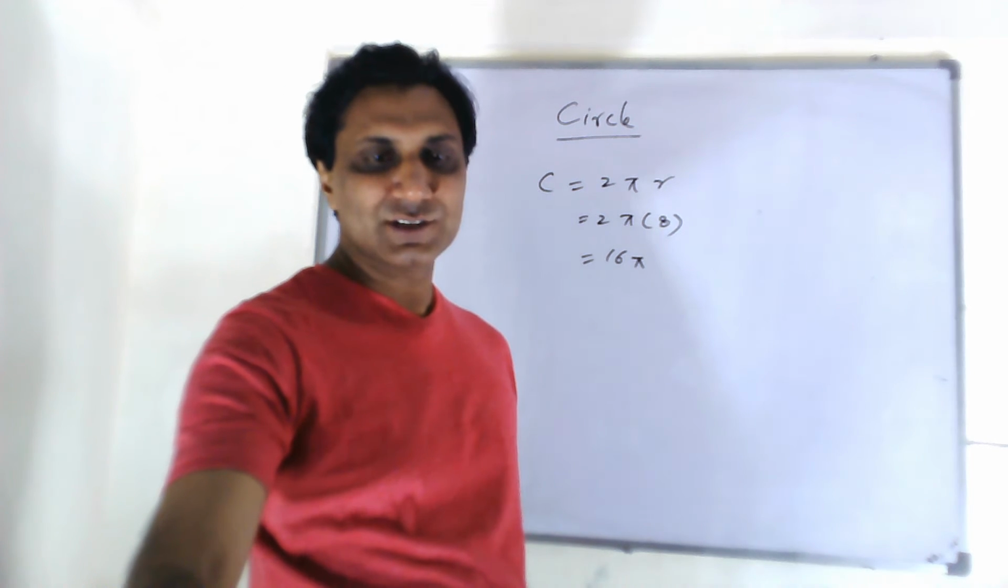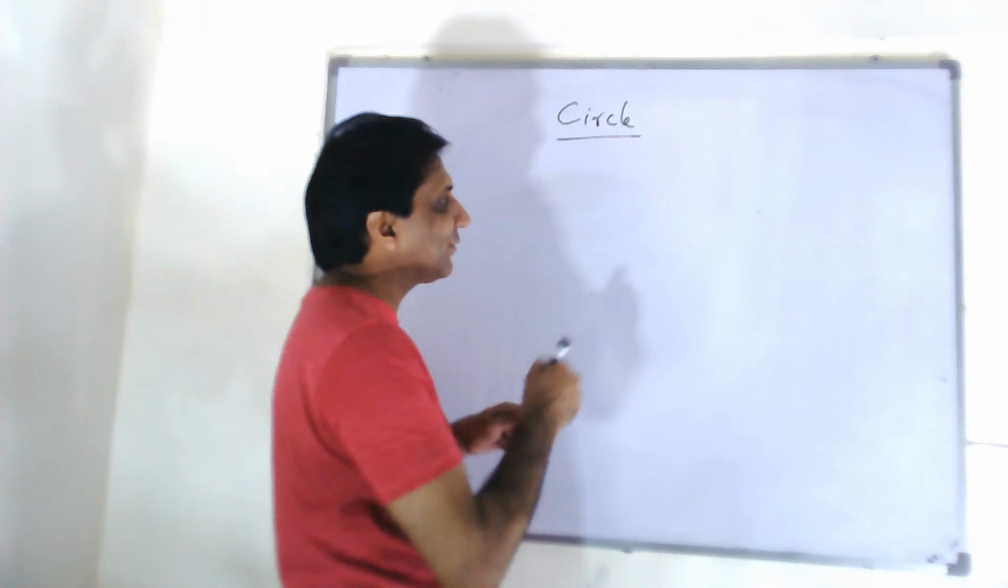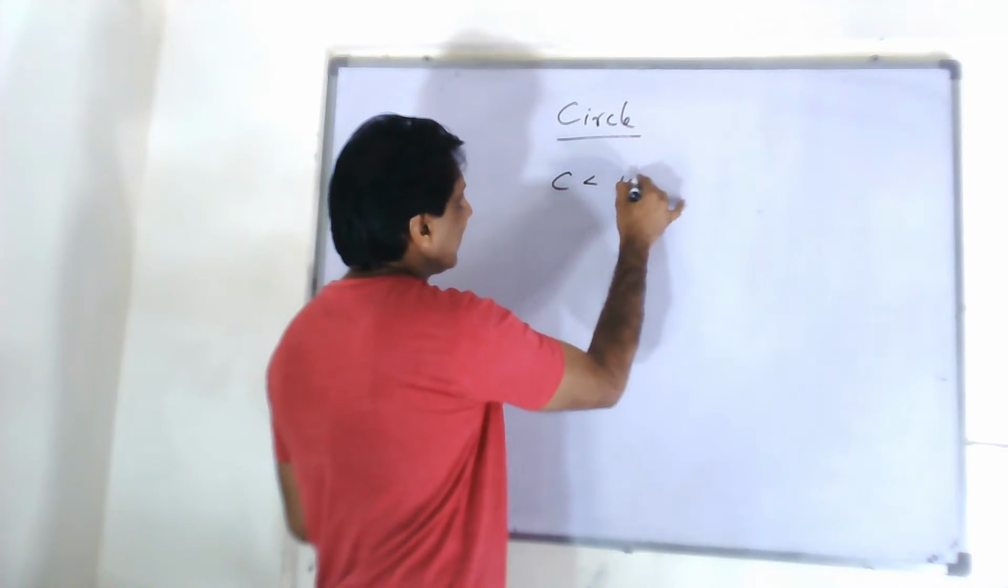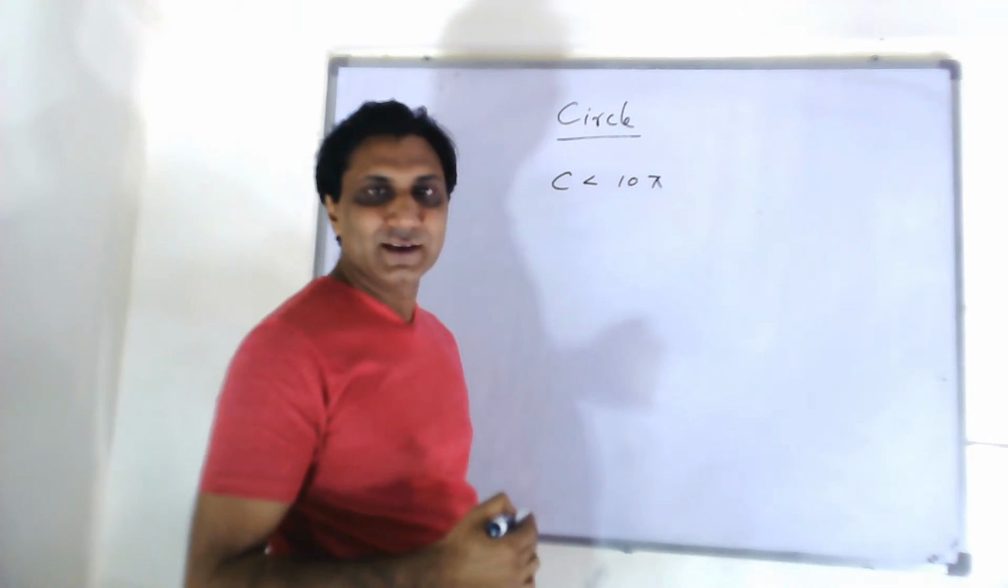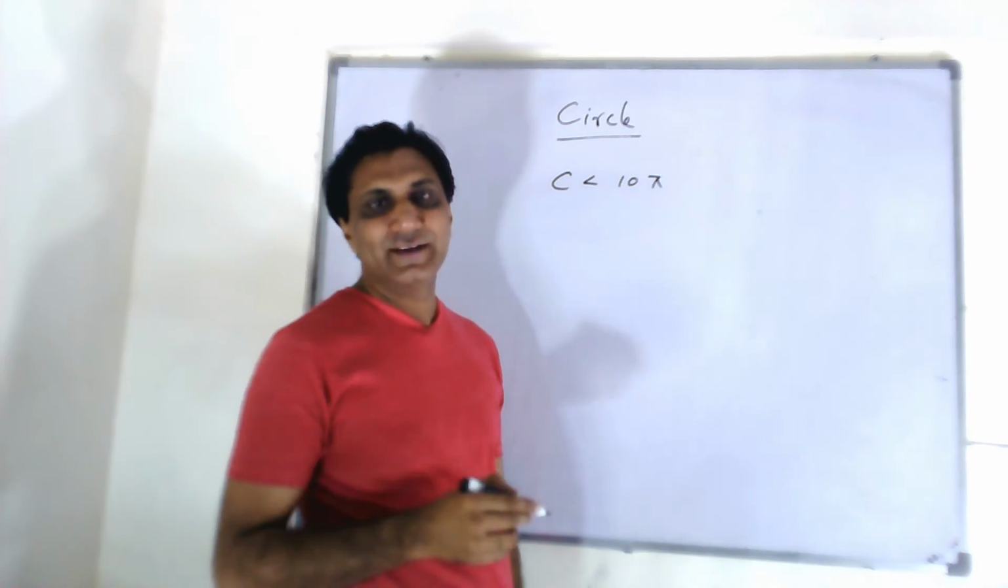Alright, question number 2 is, if the circumference of a circle is less than 10 pi, which of the following could be the area of the circle? So the circumference is not equal to 10 pi, it's less than 10 pi. So we solve the whole question with a less than sign instead of an equal to sign.